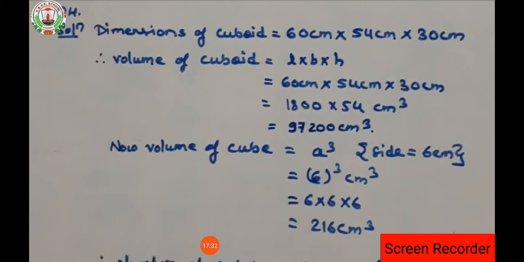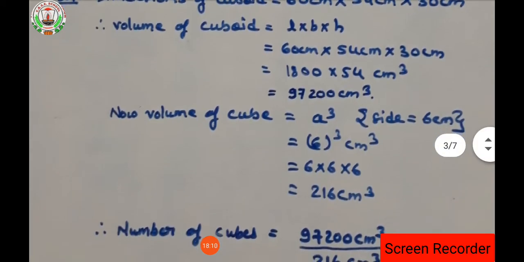We have to find the number of cubes to be filled in the cuboid. That means one box is there, in the shape of a cuboid, and a small cube is there, whose edge is 6. How many cubes are required to fill that particular cuboidal box is asked in the question. So the dimensions, that means length, breadth and height of the cuboid, are given as 60 centimeter, 54 centimeter and 30 centimeter respectively. So first, what is to be filled inside, that means we have to find the volume, isn't it?